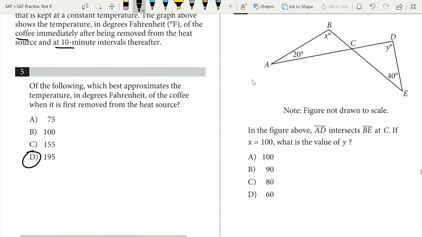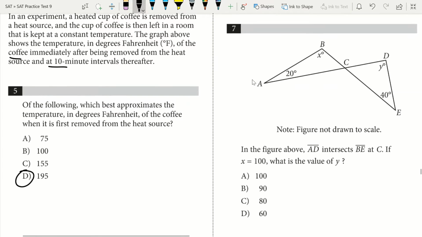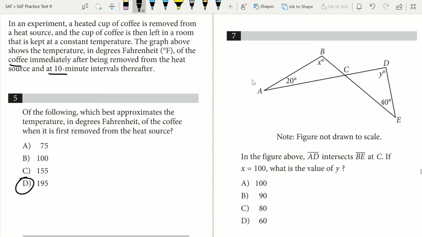Question 7. In the figure above, AD intersects BE at C. If x is equal to 100, what's the value of y? All right, well, if x is 100 right here, I see all 3 of my angles in this triangle have to equal 180. I see 100 plus 20 gives me 120. 180 minus 120 gives me 60. So this angle here will be 60, and that means this angle here will also be 60, right? They're going to be the same angle measure.